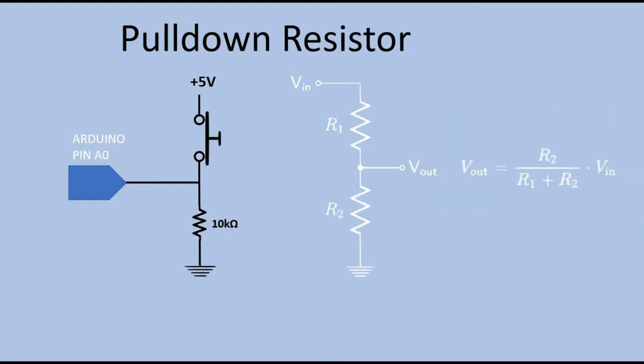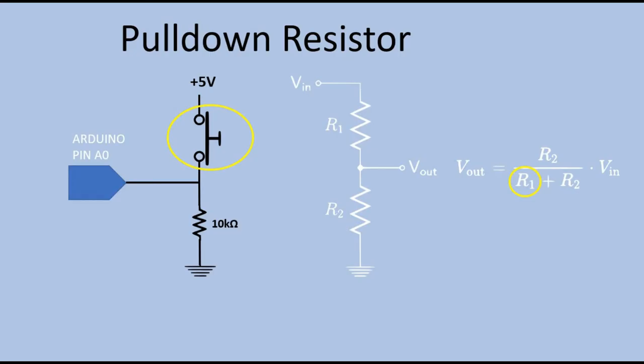There is a formula to calculate the output voltage in the voltage divider circuit. In our case, that output voltage would be our input signal at pin A0. So in that formula, resistor 1 would be our push button and resistor 2 would be our pull-down resistor. The input voltage is 5 volts. The resistance of the push button is close to 0.